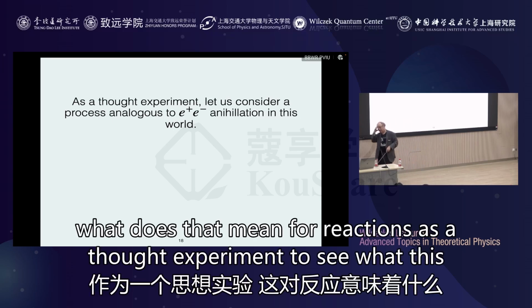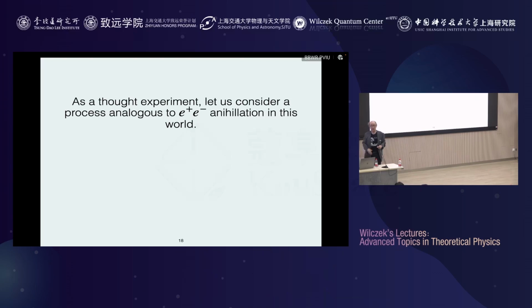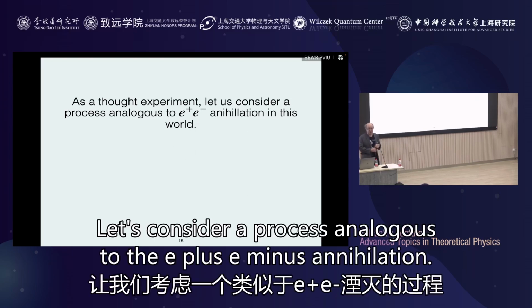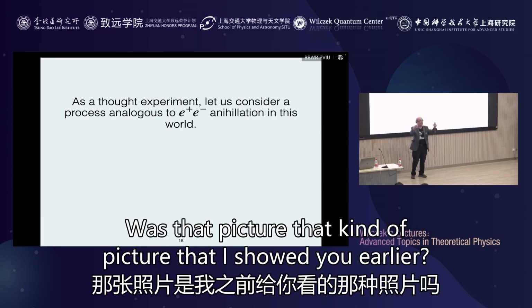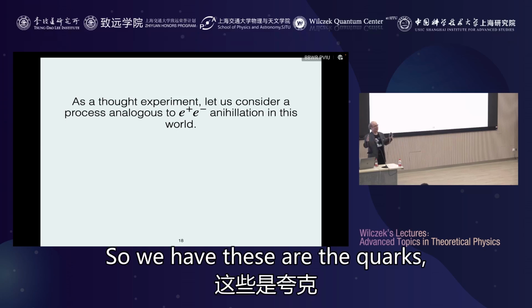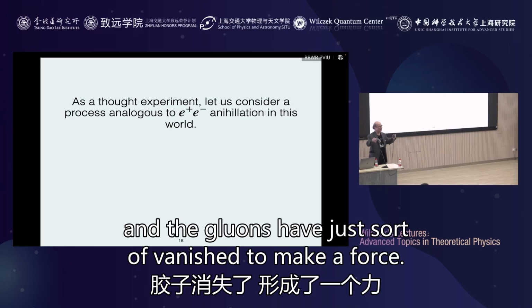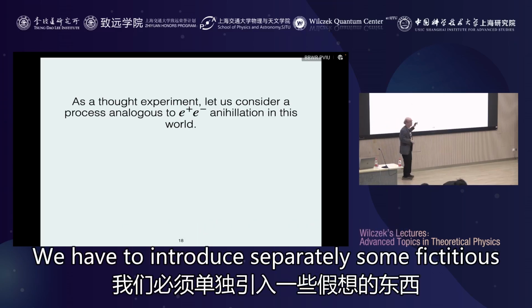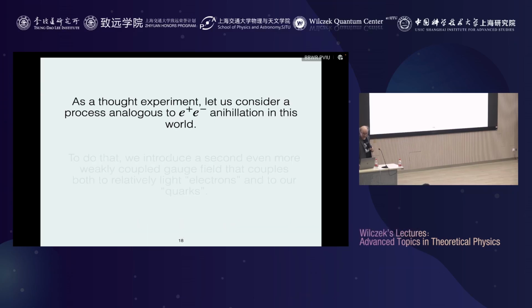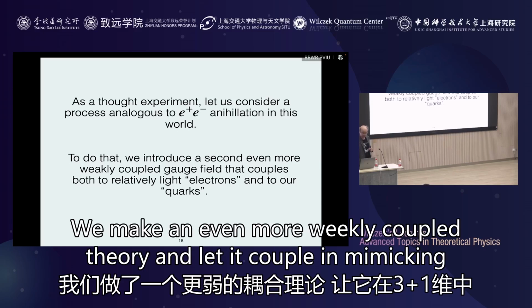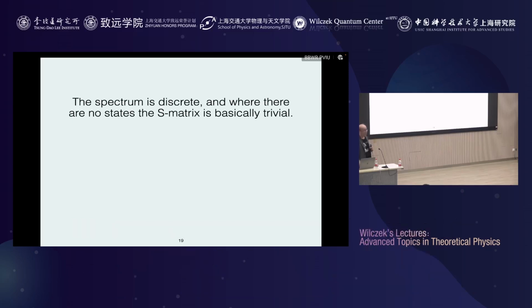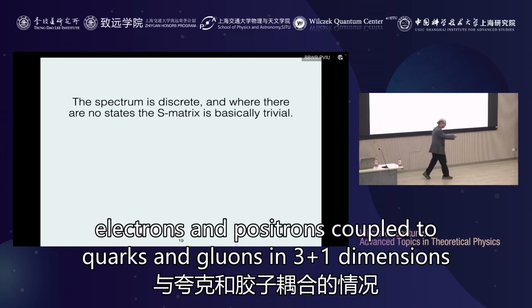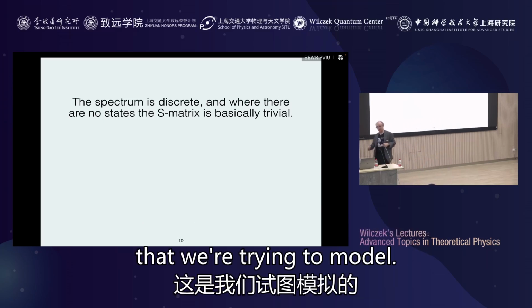Okay, so what does that mean for reactions? So as a thought experiment to see what this does for dynamics, for processes that occur in space and time, let's consider a process analogous to the e plus e minus annihilation, that kind of picture that I showed you earlier. Okay, so these are the quarks and the gluons. The gluons have just sort of vanished to make a force. We have to introduce separately some fictitious things that'll be the electrons and the electromagnetic force. So we make an even more weakly coupled theory and let it couple in, mimicking the situation of electrons and positrons coupled to quarks and gluons in 3+1 dimensions that we're trying to model.